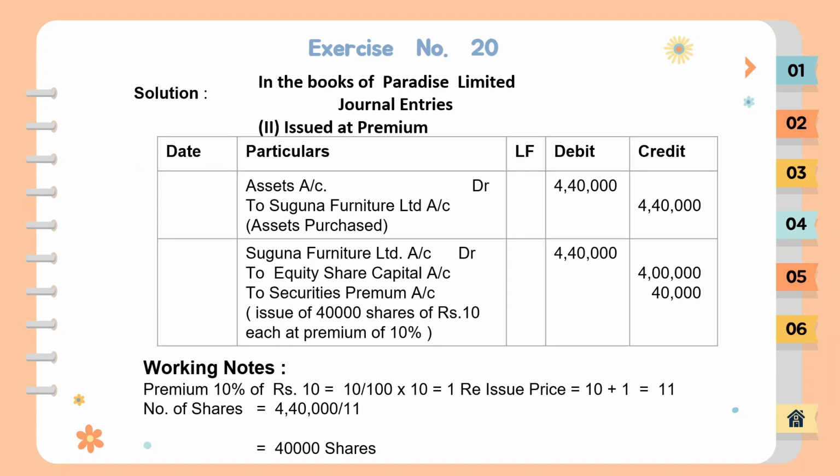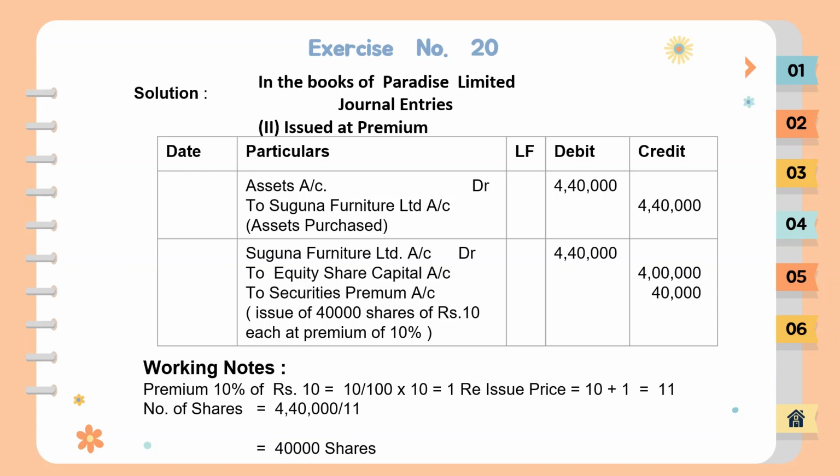And next is issued at premium. Here premium is given as 10%. So 10% should be taken as 10% of 10 rupees. How will you calculate this? 10 by 100 into 10 rupees. When you simplify this, you will get 1 rupee. Already the face value is 10 rupees, and we are selling at 1 rupee extra. So 10 plus 1, 11 rupees is the issue price. So when you divide 4,40,000 by 11 rupees, you will get the number of shares, 40,000 shares.